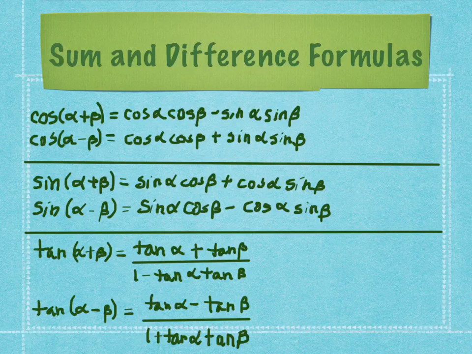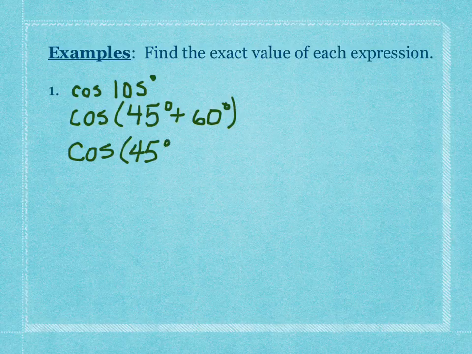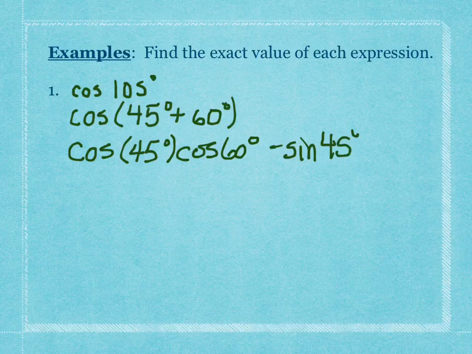And the way that I can separate them out is, in this case, alpha is my first angle. We wrote that down as 45. And beta is my second angle. We wrote that down as 60. So this formula tells me that I can write this as cosine of 45 degrees, cosine of 60 degrees, minus sine of 45 degrees, sine of 60 degrees. And all four of those are values you know from the unit circle, or you should know.